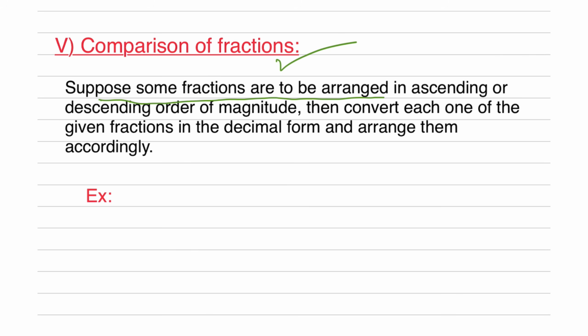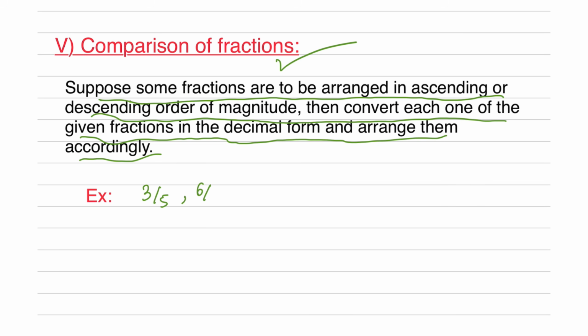Suppose some fractions are to be arranged in ascending or descending order of magnitude, then convert each one of the given fractions into decimal form and arrange them accordingly. Suppose we have to arrange the fractions 3 by 5, 6 by 7 and 7 by 9 in descending order. You know another method, we will take the LCM and proceed. But the easier method is we can convert these into decimals and we will get the answer soon.